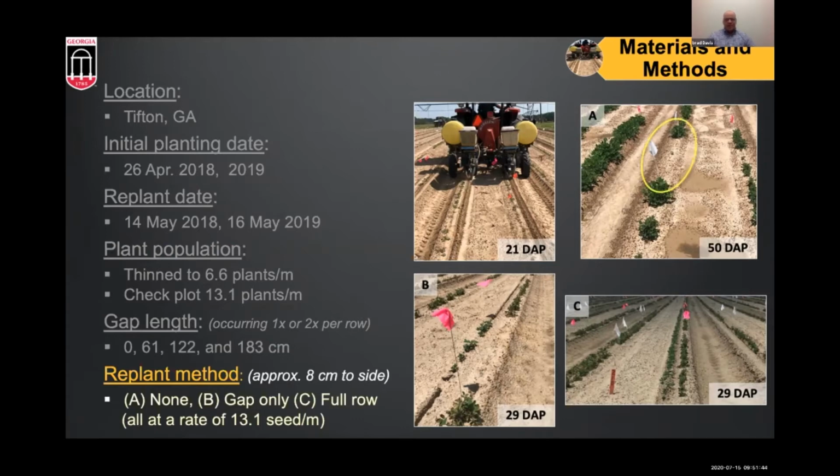The replant methods are none, which can be seen in the yellow oval in the upper right-hand corner labeled with the A on the picture, and gap only, which is in the B picture in the lower left-hand corner in the blue oval, and full row, which can be seen in the lower right-hand corner with the C in the frame of the picture with the white line. And all these rates were done at 13.1 seeds per meter.